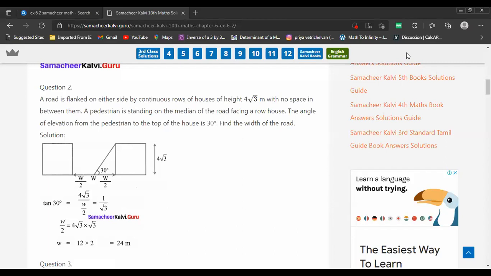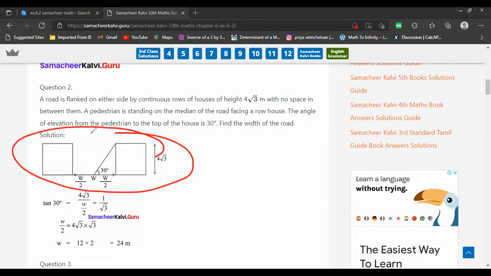Question number 2. A road is flanked on either side by continuous rows of houses of height 4 root 3 meter with no space in between them. A pedestrian is standing on the median of the road facing a row house. The angle of elevation from the pedestrian to the top of the house is 30 degree. Find the width of the road.